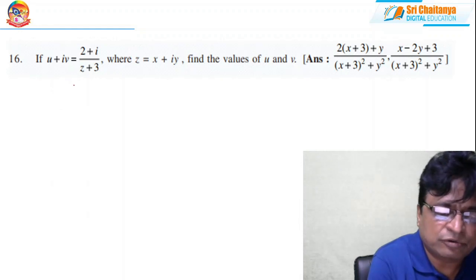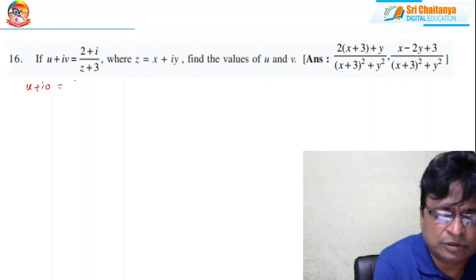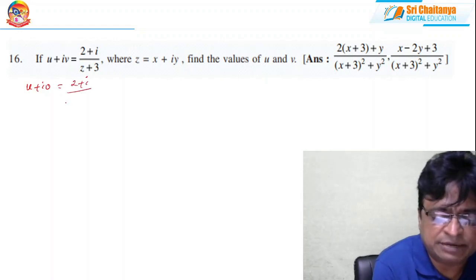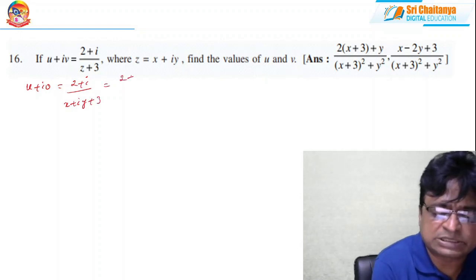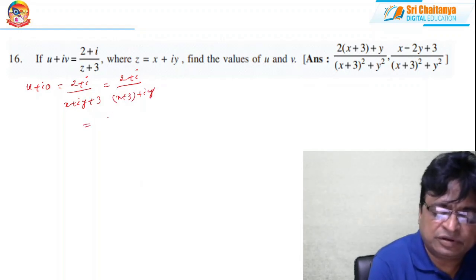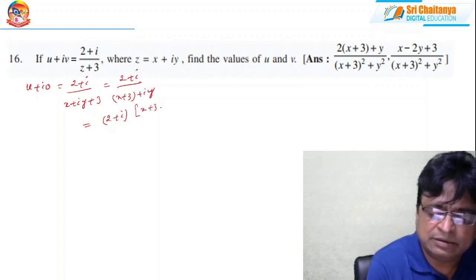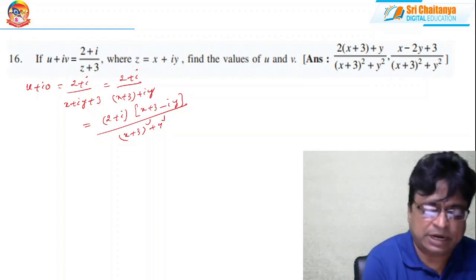So what I am doing is, u plus iv equals 2 plus i by z plus 3, that means x plus iy plus 3. This I can write as 2 plus i by x plus 3 plus iy. Now this is 2 plus i into x plus 3 minus iy by (x plus 3) whole square plus y square. What I did, I just rationalized the numerator and denominator.